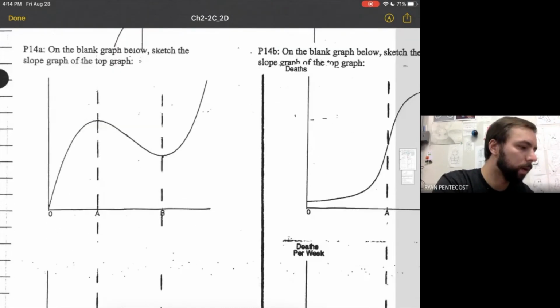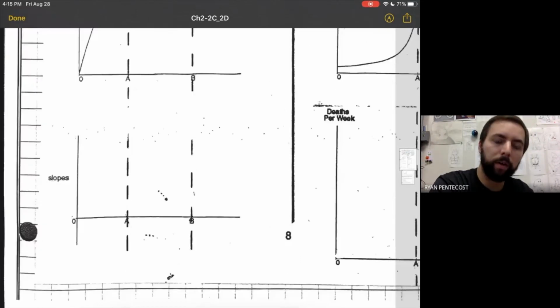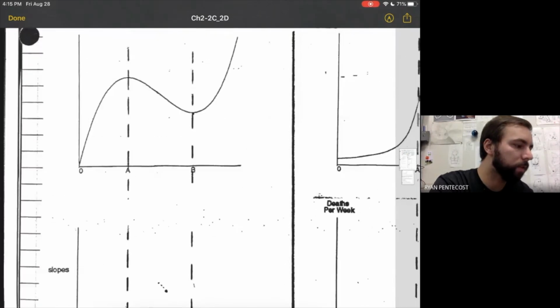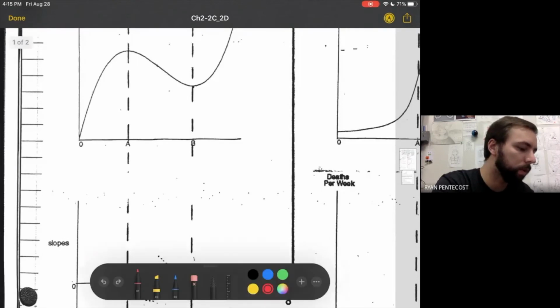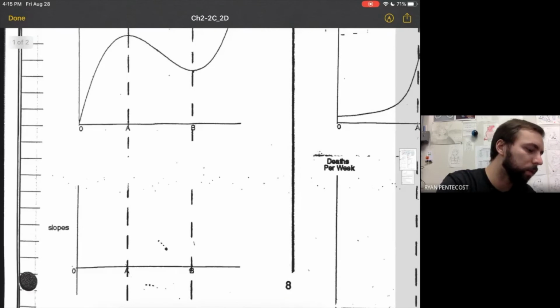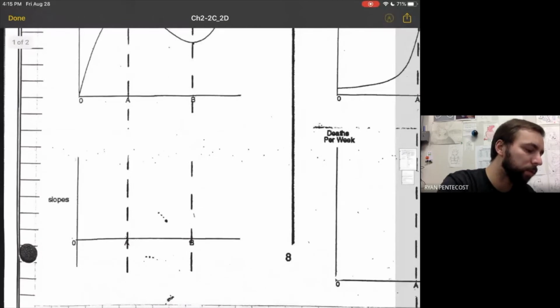Now, let's focus on P14A. On the graph below, sketch the slope of the slope graph of the top graph. So we've got a blank graph down here. What we will do is we will try to graph the slopes of this graph. Now, this could get complicated. Here, let's scroll down a little bit more. Now, we have a slope that starts off quite steep, and it gradually levels off.